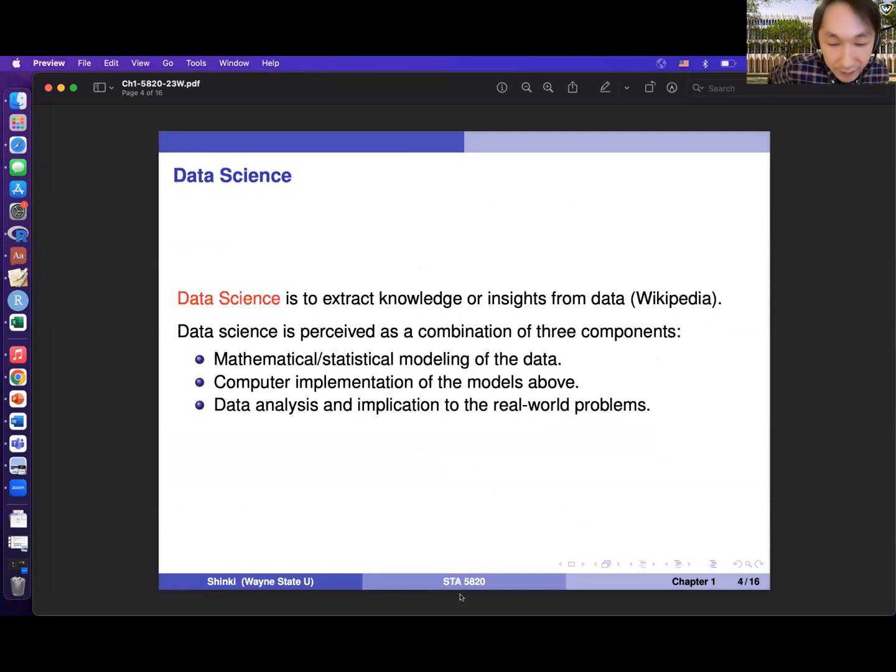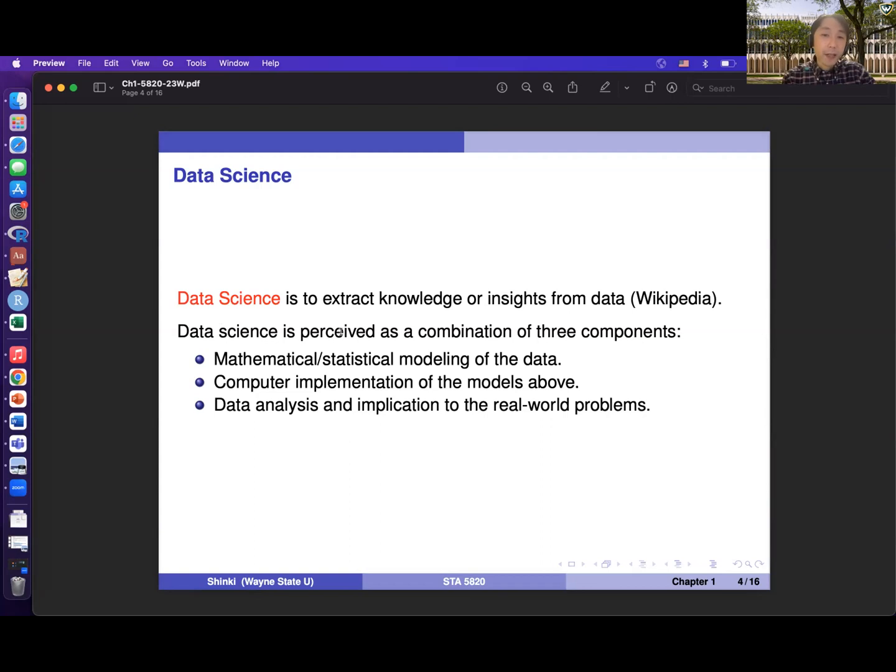Now that we have seen the difference between probability and statistics, what is data science? Data science sounds very similar to statistics, and I don't really know the exact difference. But usually the word data science is used to extract knowledge or insights from data. Data analysis is, okay, the sample mean is this and the sample variance is this, and the sample mean is significantly different from zero because of this, or something like that. But data science is to extract knowledge or insights. So it is a more business oriented or engineering oriented area.